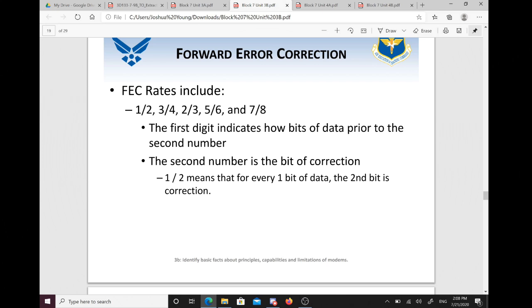And in forward error correction, we have a couple of different forward error correction rates that we talk about. But the most important thing to highlight here is that your first bit, regardless of whatever type of forward error correction rate that you are using, so in this one would be the 1, indicates how many bits of data are going to occur in your forward error correction before that bit of correction occurs. So in a 1/2, you'll have 1 bit of data and then the next one's for correction. But in 3/4, you have 3 bits of data that are received and then your fourth one provides the correction.